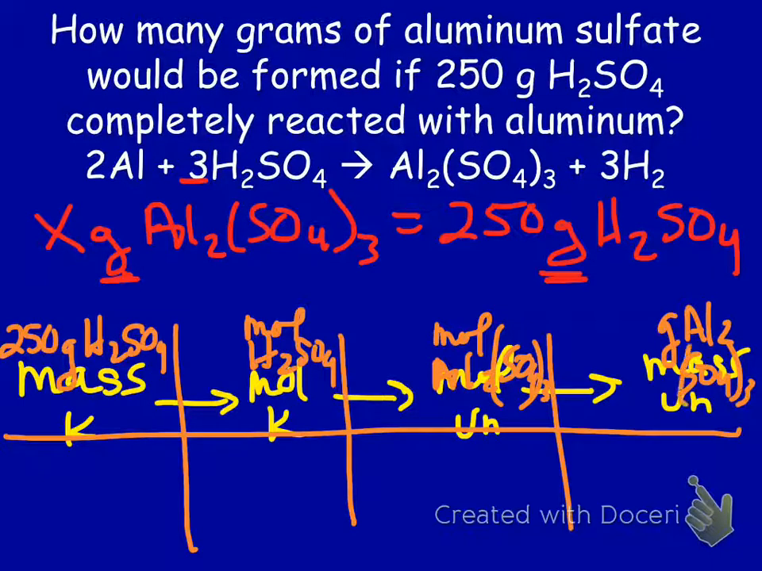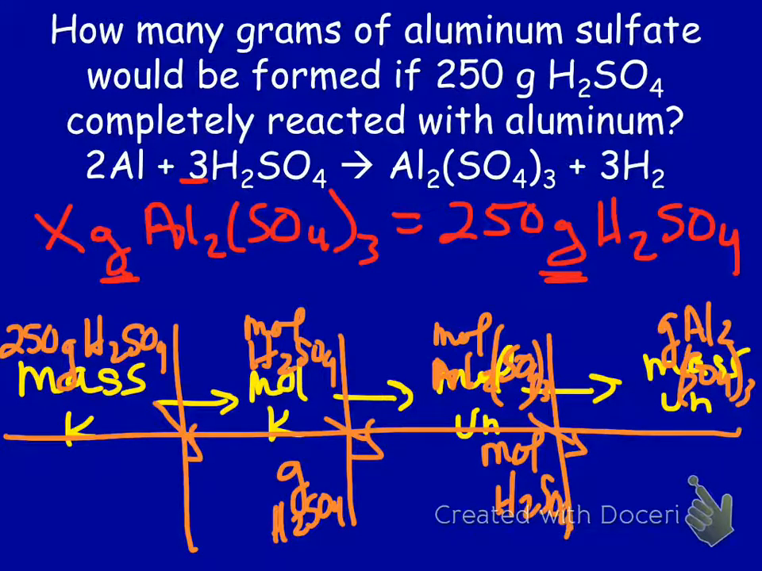Okay, we're going to go ahead and cross these units down to the bottom. So this is going to be grams of H2SO4. This is going to be moles of H2SO4. And this is going to be moles of Al2(SO4)3. Okay, now I'm going to go through, look at my ratios, and plug in my numbers.